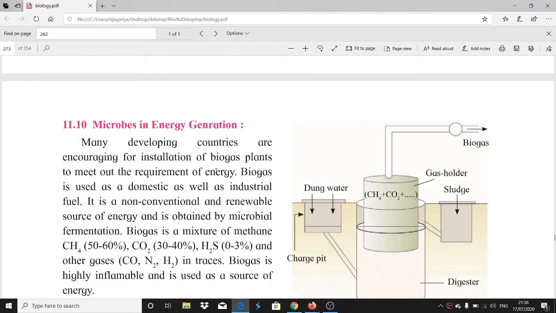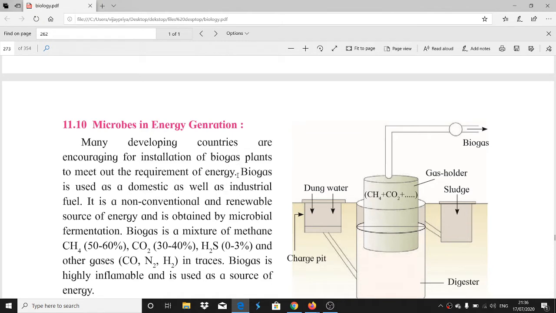We have discussed the steps related to sewage treatment. There were various steps involved in the sewage treatment, that is recycling of the sewage, which we studied in detail in the last session. Today we are going to discuss the microbes in energy generation.